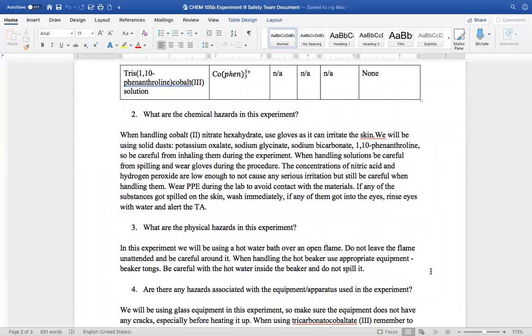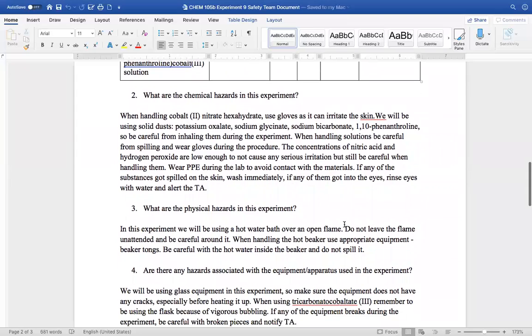My name is Yava Medalinskaite, and I'm going to go over the chemical hazards, physical hazards, and hazards associated with equipment in this experiment. So the most dangerous hazard in this experiment is going to be handling cobalt 2 nitrate hexahydrate, and we should be wearing gloves because it can irritate the skin.